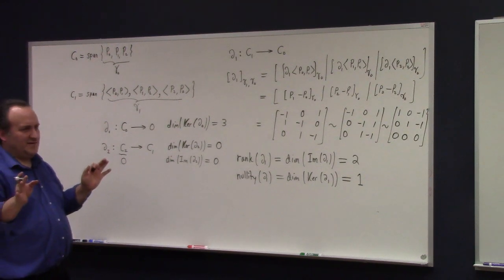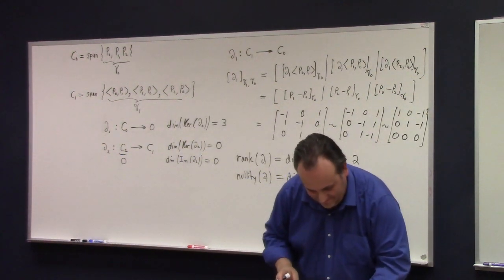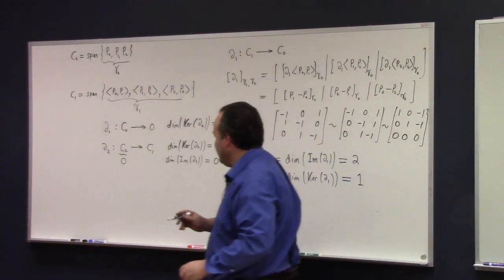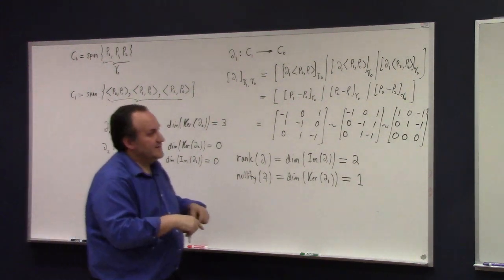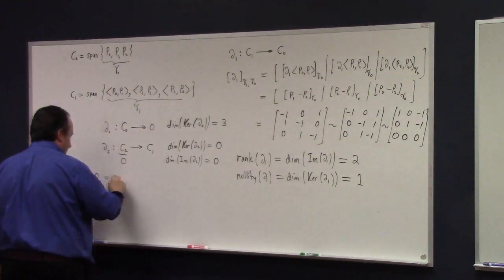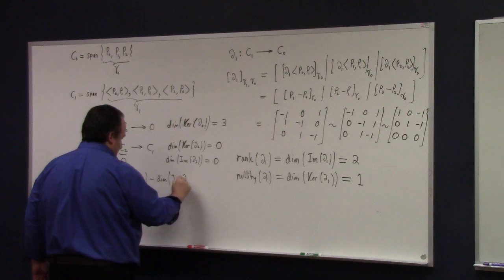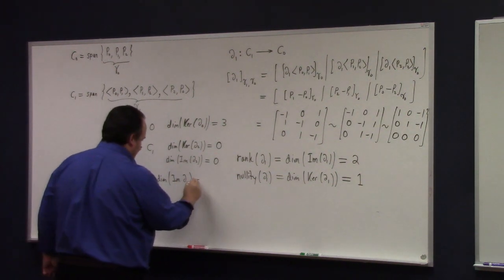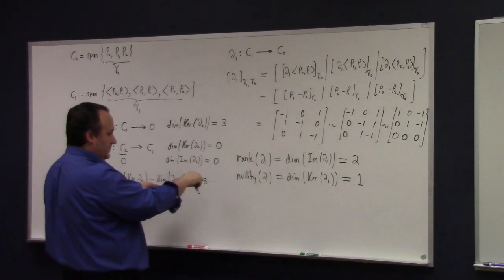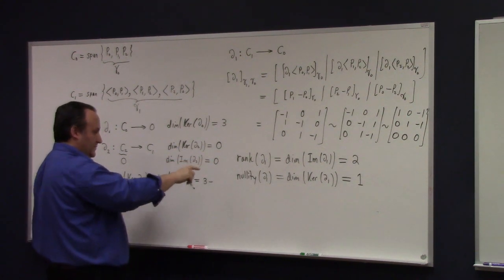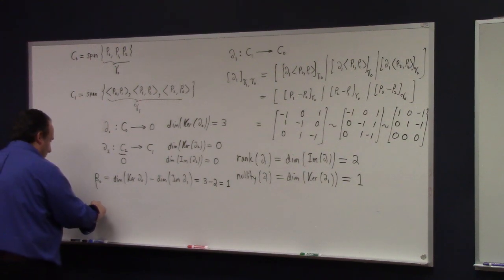I think we have everything we need to calculate the Betti numbers, right? Let's try to put it together. What do we got? Beta 0, the 0th Betti number, is what? Dimension of the kernel of the 0 map minus the dimension of the image of the one boundary, right? Which was what? So 3 and 2. So we get 1. Beta 0 is 1.